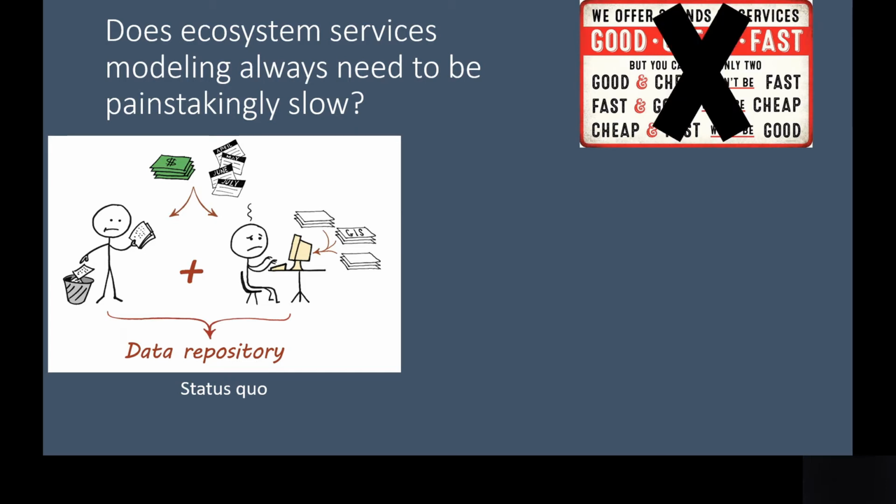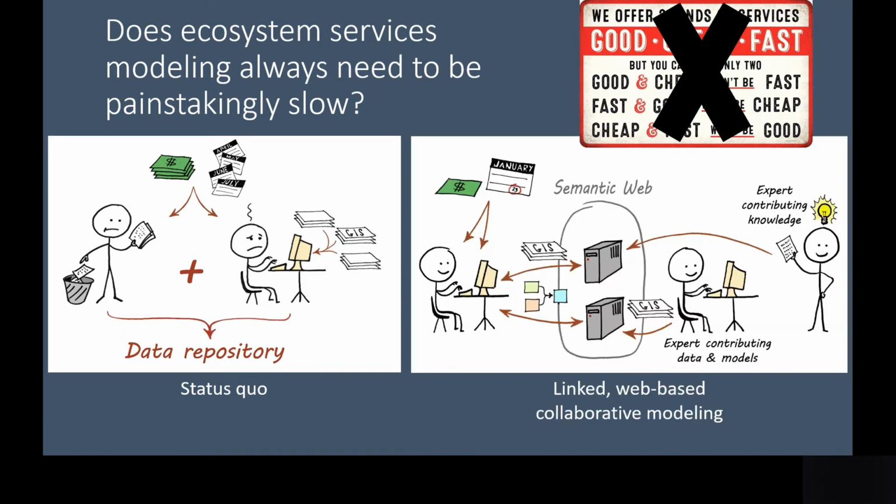However, with new technology and approaches from the semantic web, I would argue that this is no longer the case. And if we can more successfully and on a larger scale have experts contributing their knowledge, data, and models to the semantic web, which is a collection of linked online resources that a computer system can automatically access and integrate, we should be able to do all this in a much faster and cheaper way.